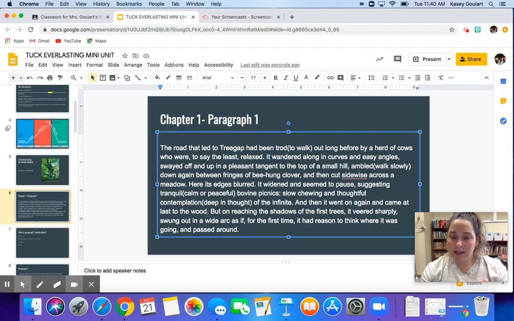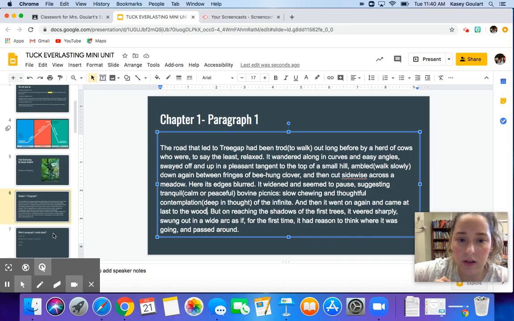Now it says, as soon as it got to the wood, reaching the shadow of the first tree, it veered sharply, which means turned sharply, swung out in a wide arc, which means like a semicircle, around. So did the road go through the woods? No, it veered sharply and swung around the woods. And in the text it says it had reason to think that it was going to pass around. That's strange.